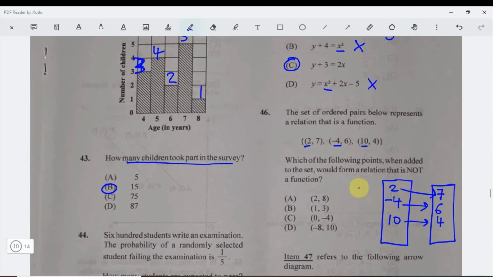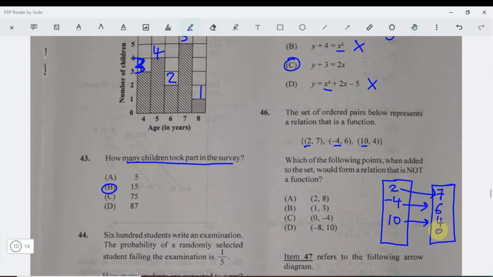So now, which one is going to make this not a function? Let's see. If 0 maps to -4, nothing is wrong with that. If -8 maps to 10, -8 maps to a y value of 10, nothing is wrong with that. 2 maps to 8. Now, here's the issue.